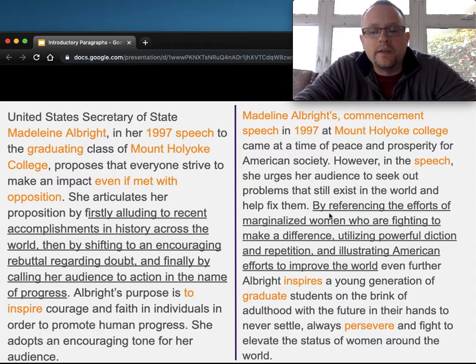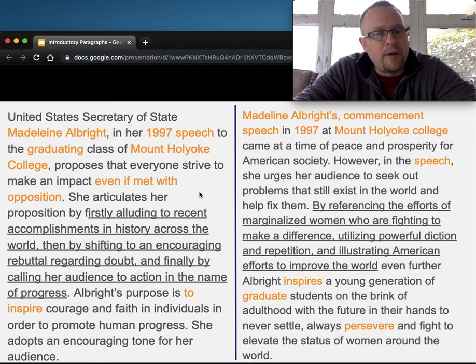Over here on the second one, by referencing the efforts of marginalized women who are fighting to make a difference, utilizing powerful diction and repetition, and illustrating American efforts to improve the world. Both certainly, I would think, are looking at similar content and areas within the passage, but you can see how they are using some different devices in both cases.